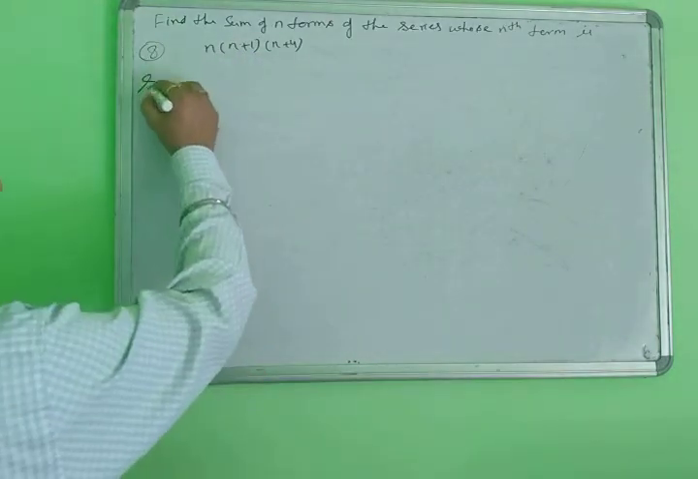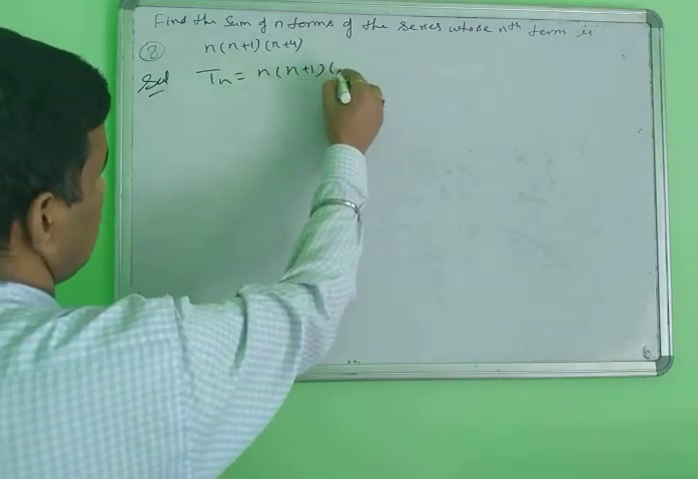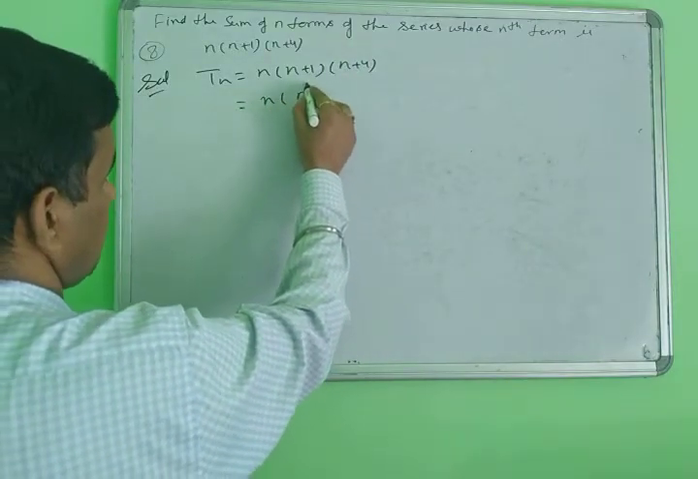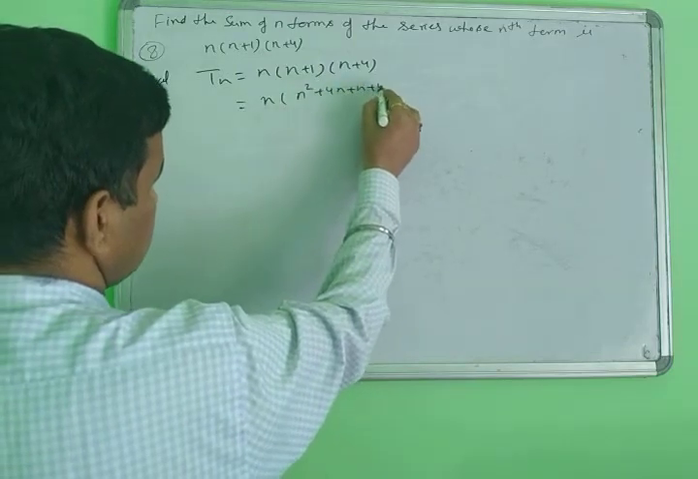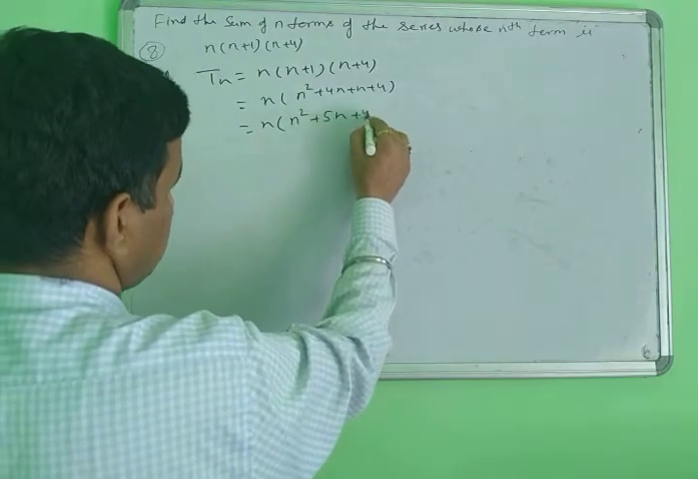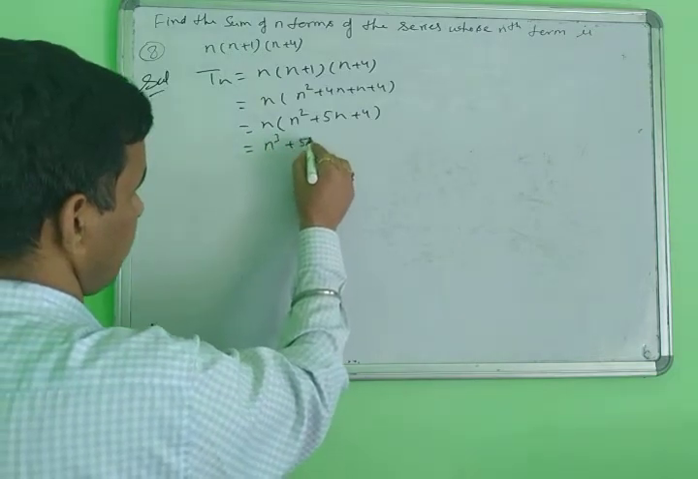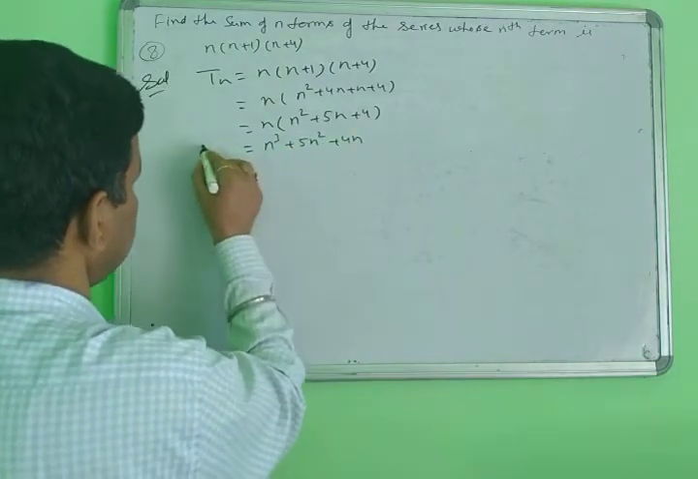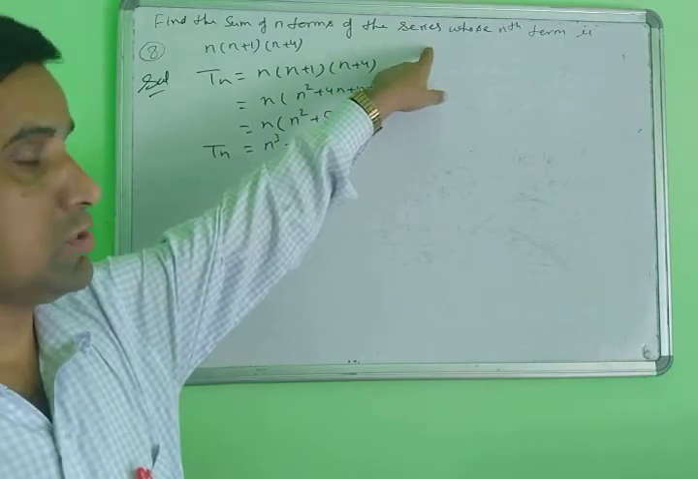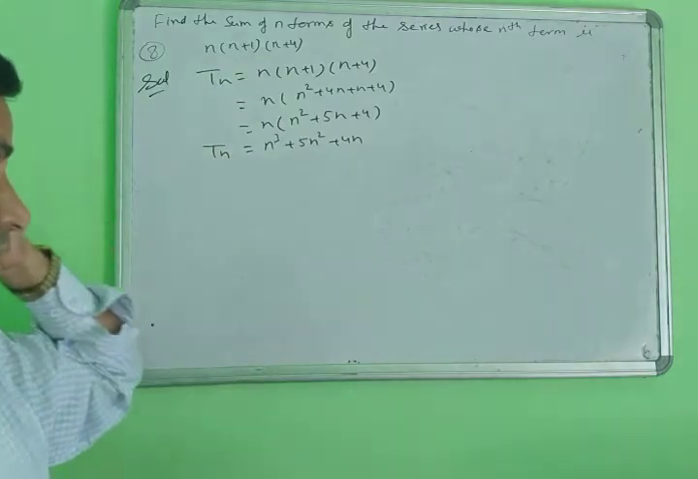Now the value of tn here is n plus 1 and n plus 4. Then we multiply: n square plus 4n plus n plus 4. Then n square, 4n plus 1, 5n plus 4. Again you multiply inside: n cube plus 5n square plus 4n. So this is the nth term of the series. Then you will find the sum of the n terms of this series.